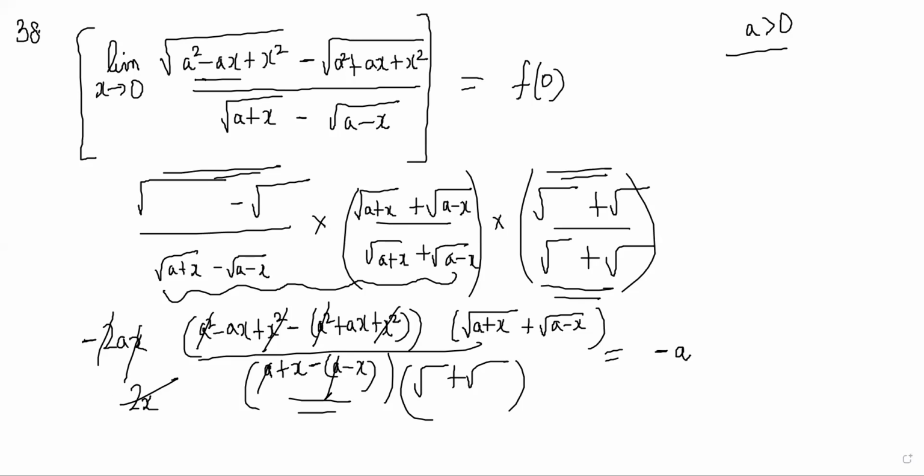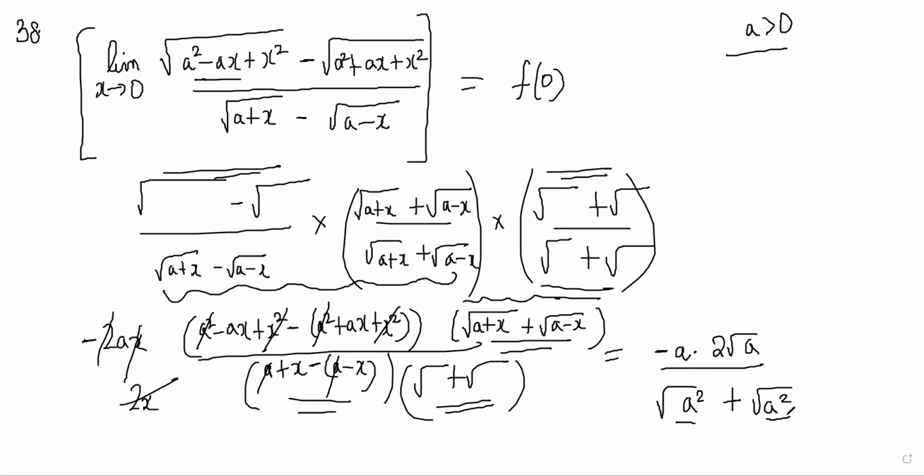Yeah, I understood this part. So this becomes minus a, and now I can put the limits very easily, no? x tends to 0, there's no issue. This part becomes root a plus root a, so 2 root a, and this part becomes root over a square plus root over a square, right? So that becomes 2a, right? So this is minus 2a root a by 2a, right? So minus root a, I'm getting, right? So that is the answer. The value of f(0) should be minus root a.